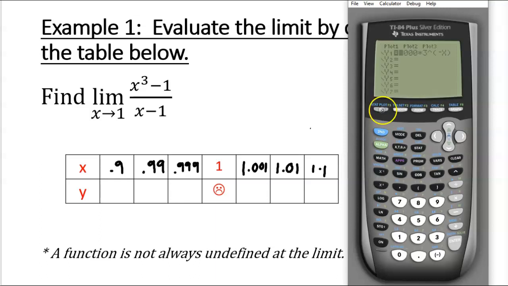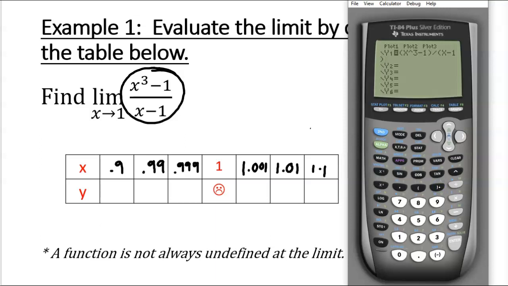The first thing we're going to do is push y equals. Clear out anything that's already in there. Next, we're going to enter our function. Now, our function is this thing right here. Okay, so I want to enter x cubed minus 1. Now you have to put that in parentheses. So x to the power of 3 minus 1. Since it's all in the numerator, we have to put that whole thing in parentheses, and then we push divided by x minus 1. And remember, that has to be in parentheses also. And remember, there is a difference between the minus button and the negative button, so don't get those mixed up. All right, so I've got my function entered. Now I'm not going to graph it.